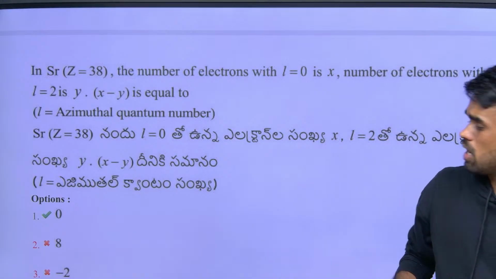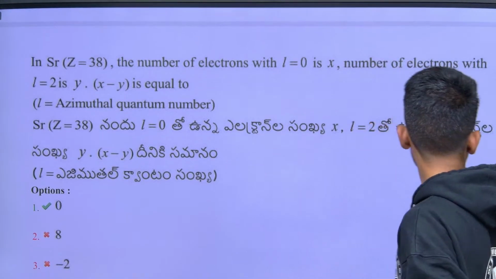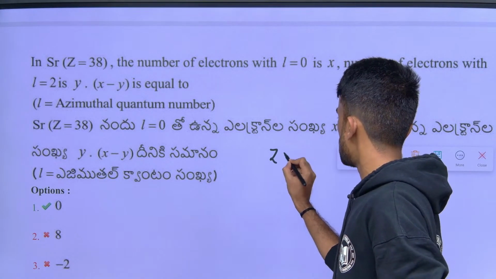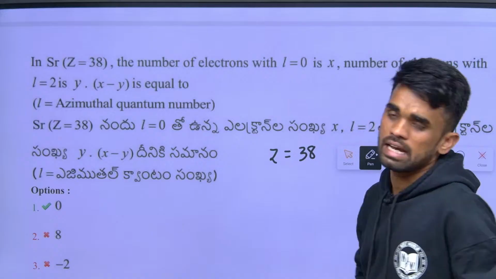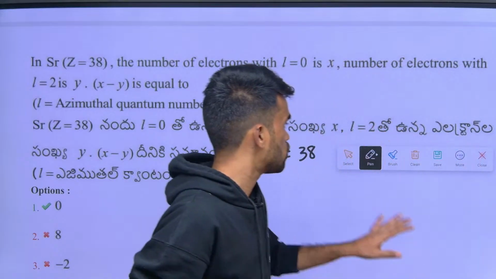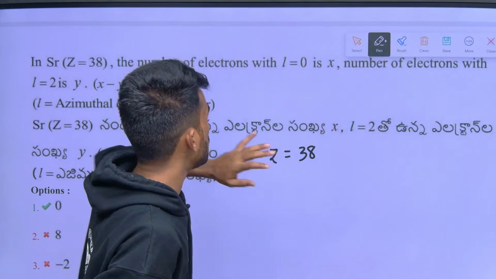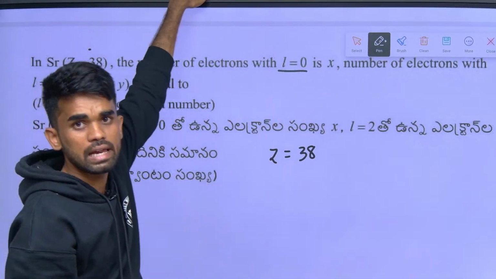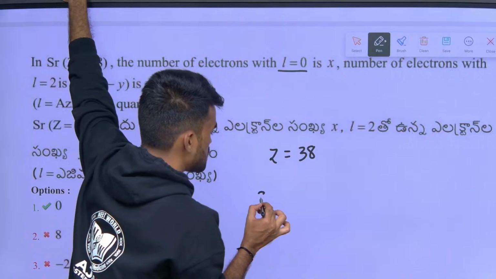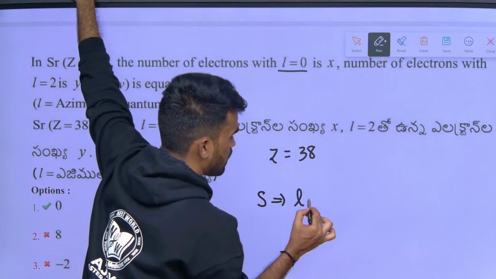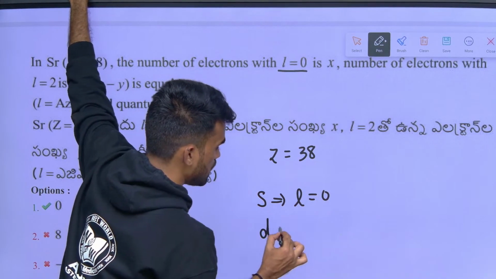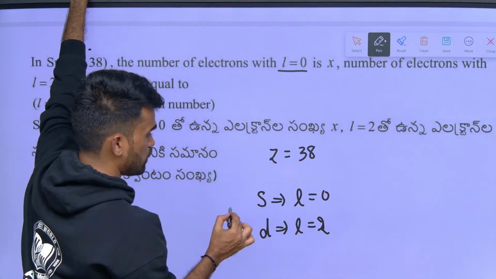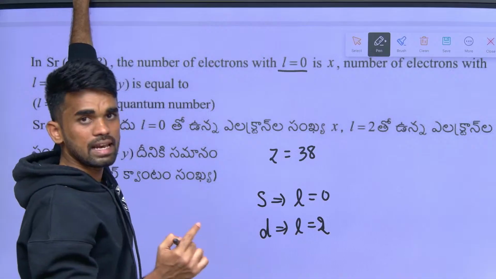The strontium atomic number is 38, so 38 electrons will be present. Out of that, for which orbital is the angular momentum L equals 0? We know for the s subshell, the L value is 0. For the p subshell, the L value is 1, for d it is 2, and for f it is 3. Like that we know.